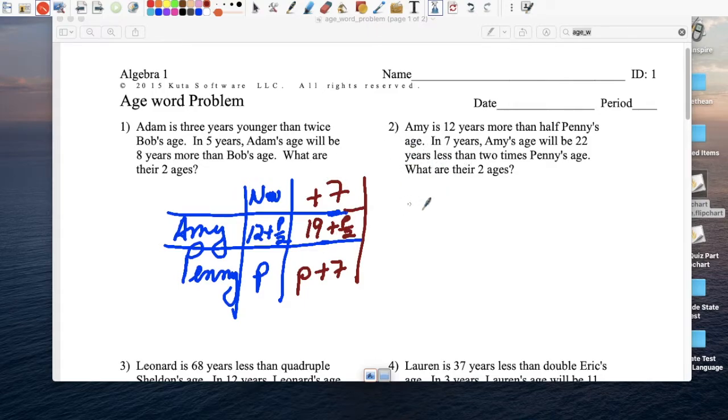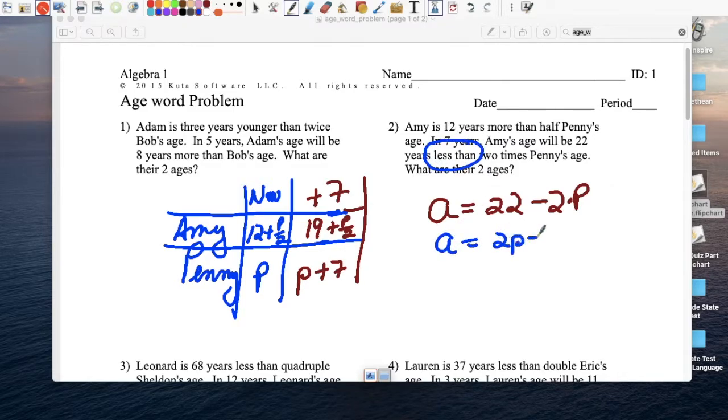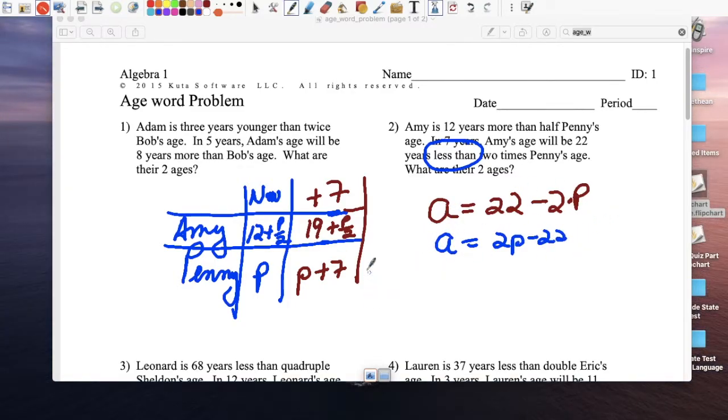So what's the relationship that they're going to have 7 years from now? In 7 years, Amy's age will be 22. And I don't know if you noticed or not, but when I translate sentences, I literally translate as I go along. So Amy, A, will be equal to 22 years less than 2 times Penny's age. So that's my equation, but because it's less than, I'm going to make a slight adjustment, and I'm going to write 2p minus 22. So those two have to switch places, right? So that's my equation. Once you have the equation, everything else is pretty routine.